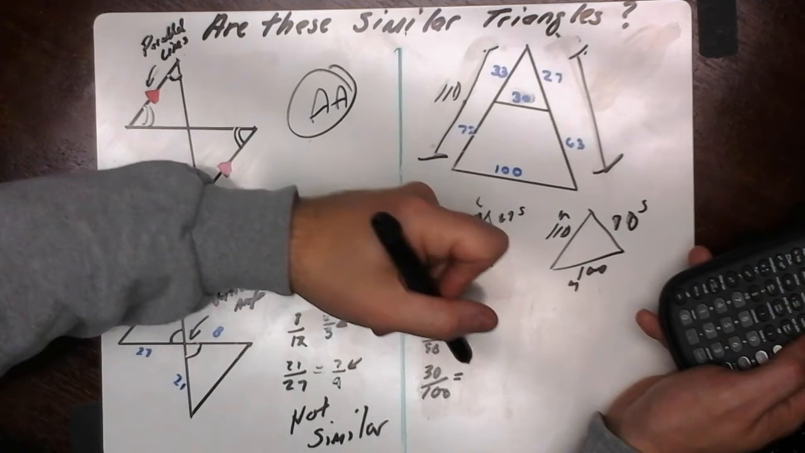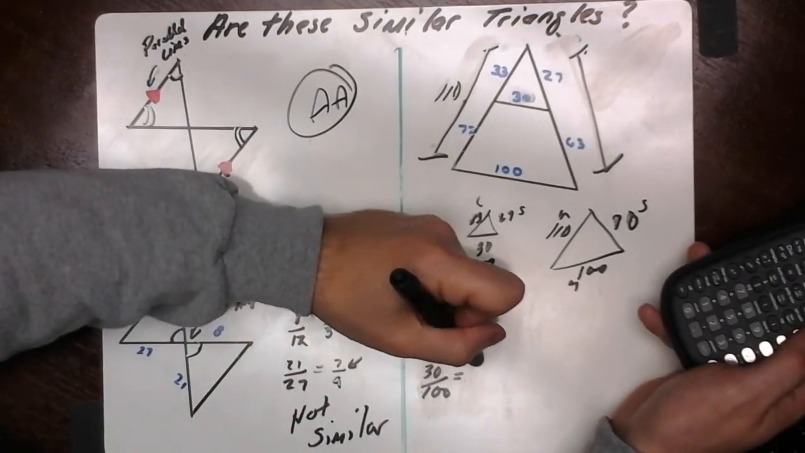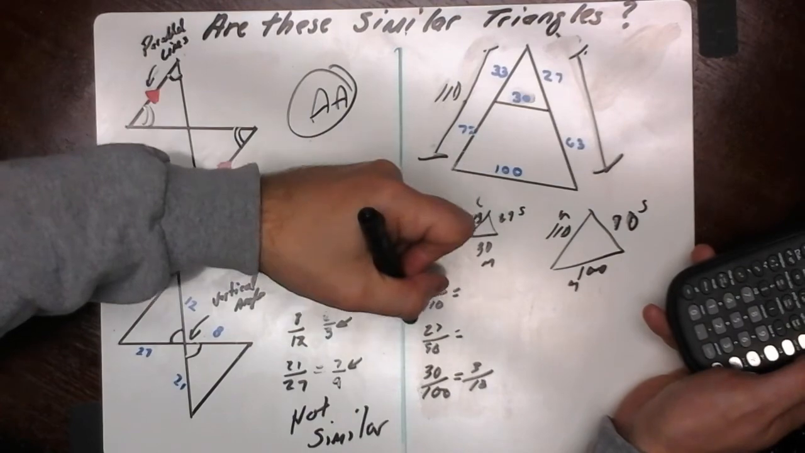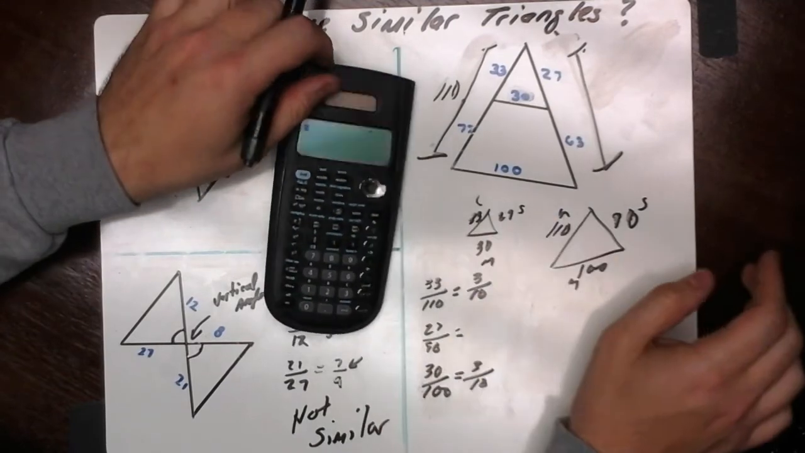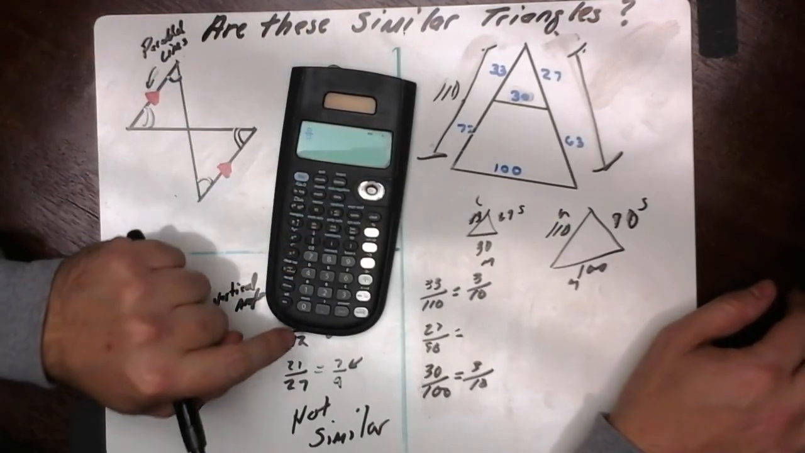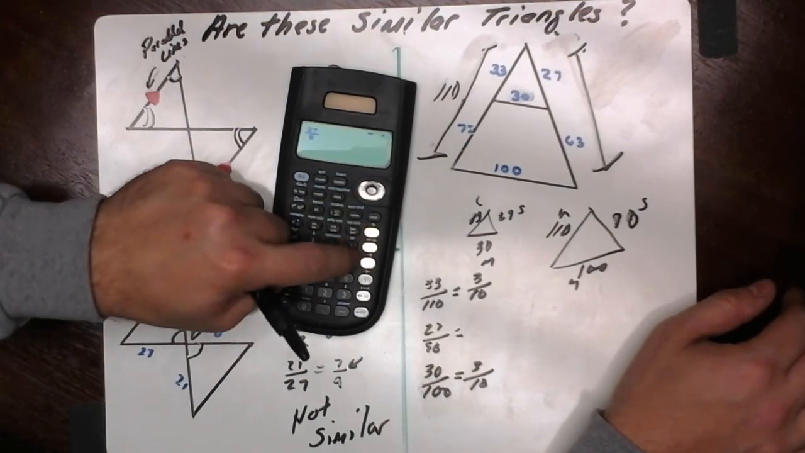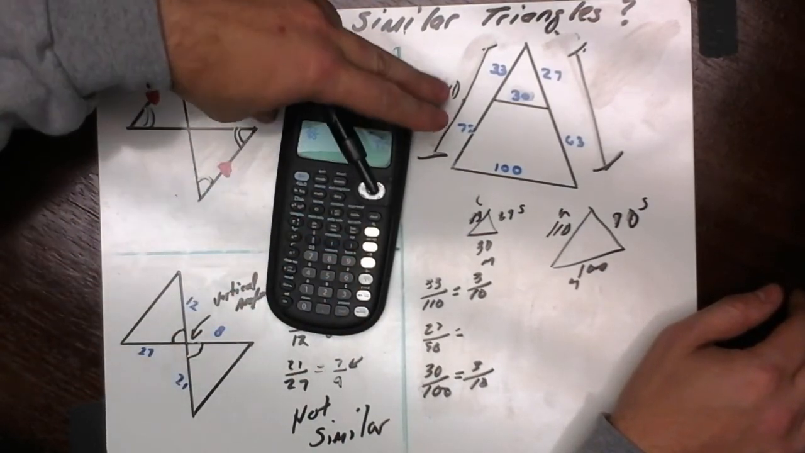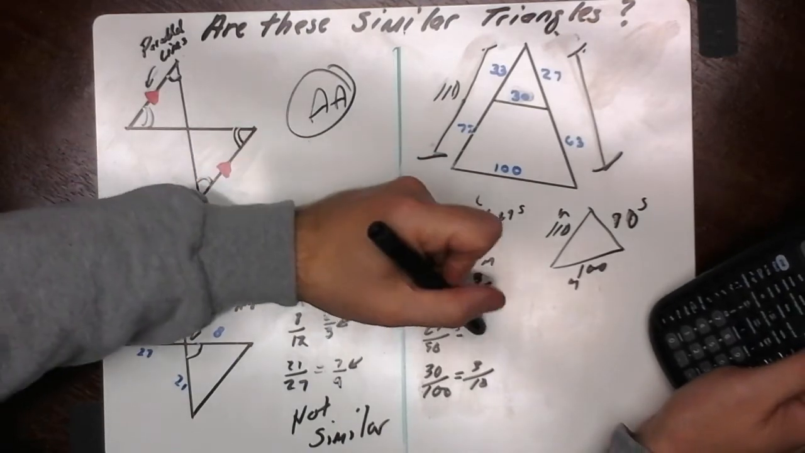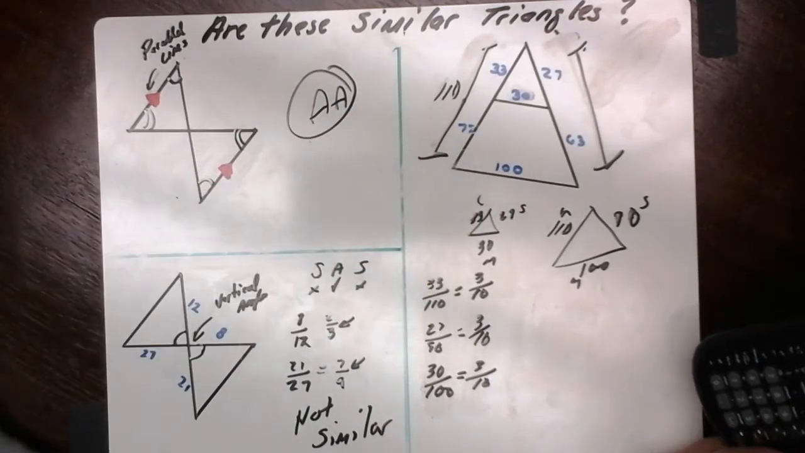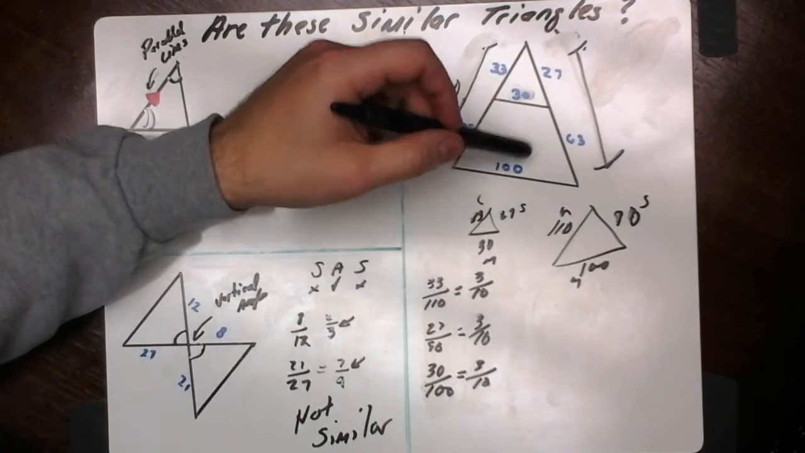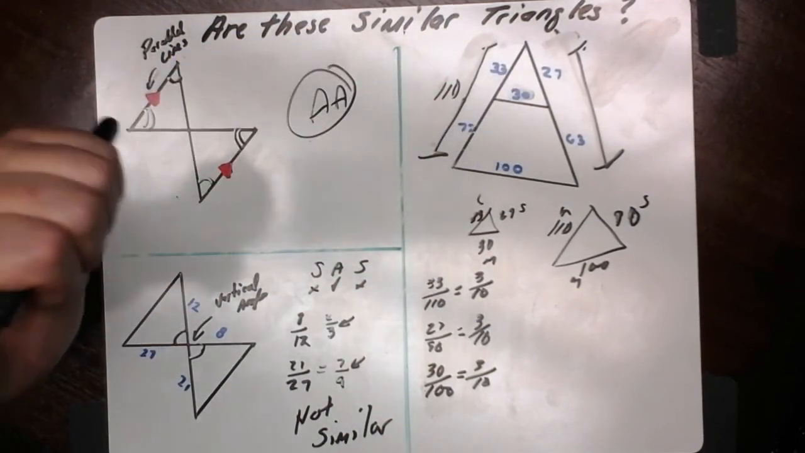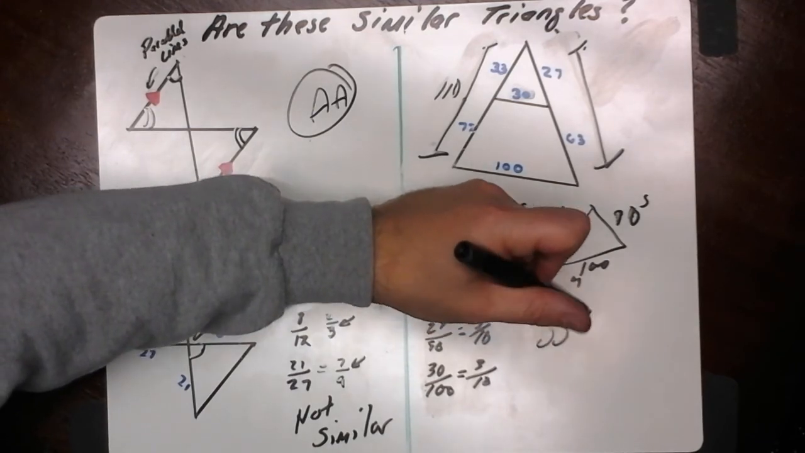And let me check my fractions here. Well, 30 over 100 reduces to 3 over 10. 33 over 110 reduces to 3 over 10. 27 over 90, I'm not sure, so I'm going to use my calculator again. So I'm going to say 27 over 90, and that's going to give me 3 over 10. So that means that my sides are all proportional. So I could use side, side, side as the reason why these two triangles in here are similar. So I could say side, side, side.